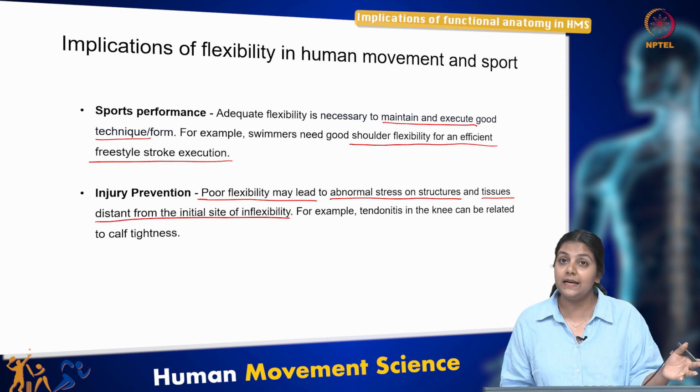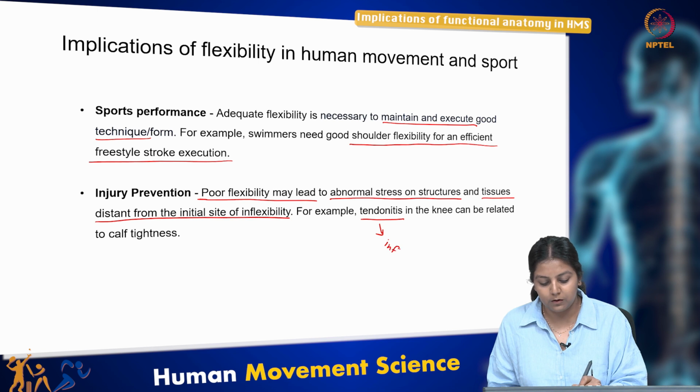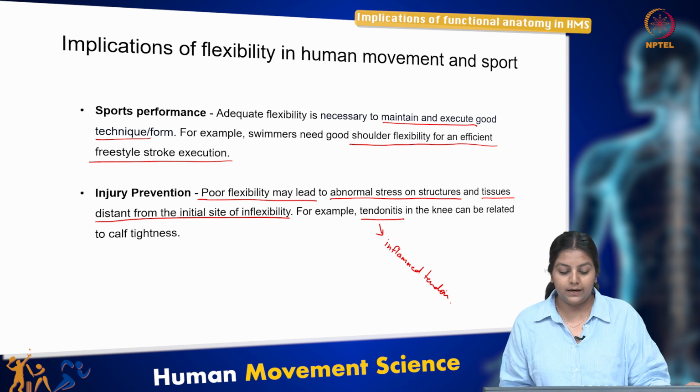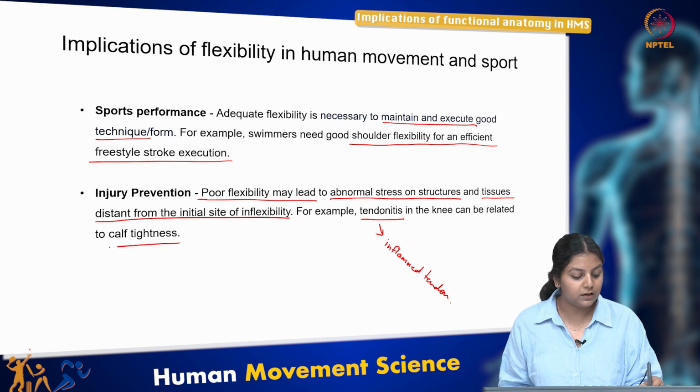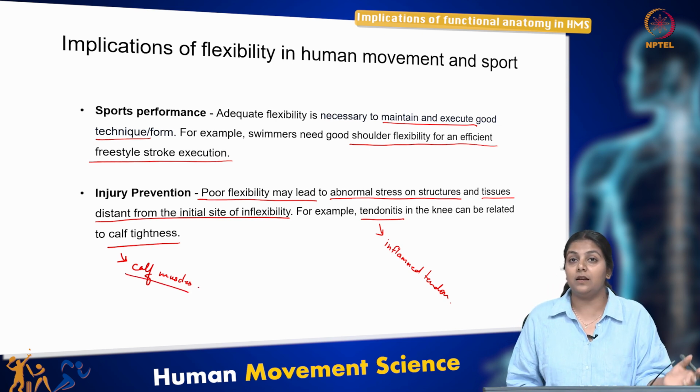For example, tendinitis in the knee. So tendinitis is an injury of an inflamed tendon, right? So inflamed tendons in the knee, or tendinitis, can be related to calf tightness. So if you have any kind of tightness in your calf muscles, it could result in tendinitis at the knee.